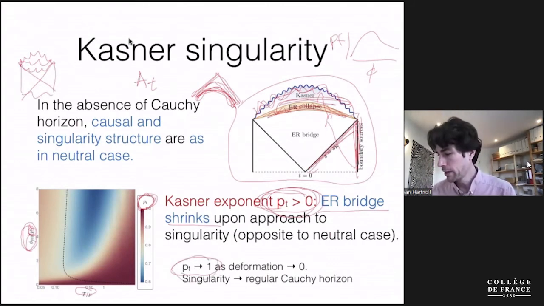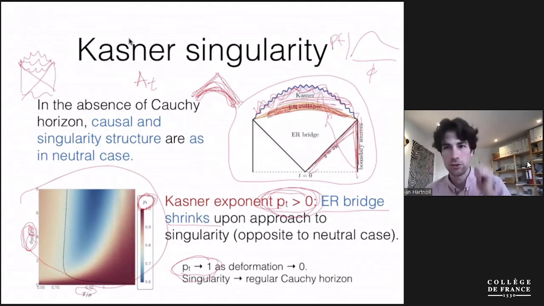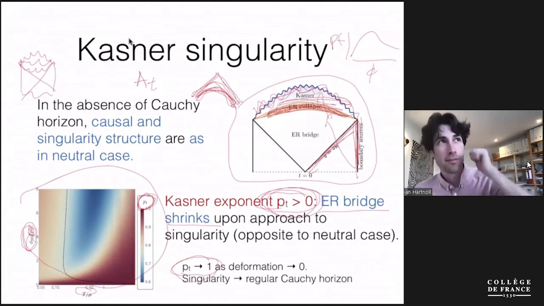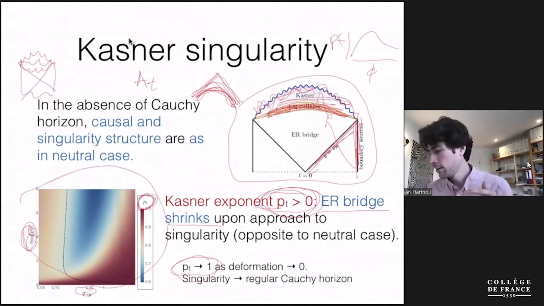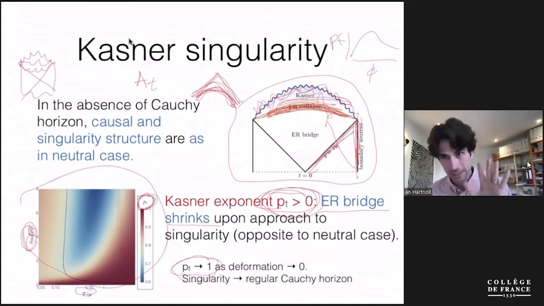I could talk about this a little bit, but what I would like to tell you about is this region. So the first point is there are no Cauchy horizons. The second point is that the Einstein-Rosen bridge now shrinks towards the singularity, but it's still Kasner. And the third point is that there's this fun Einstein-Rosen bridge collapse I want to tell you a little bit about.